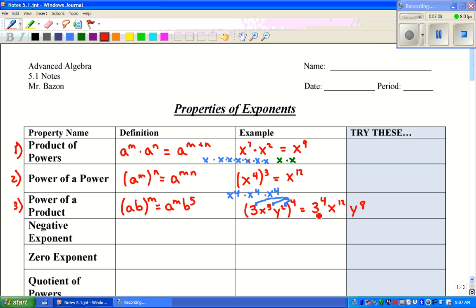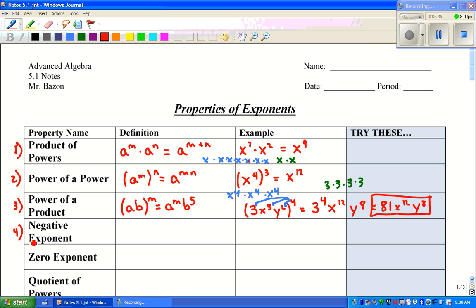Now 3 to the 4th really means 3 times 3 times 3 times 3. So 3 times 3 gives me 9, times 3 gives me 27, times 3 gives me 81. So I end up with, as a simplified expression, 81 x to the 12th power, y to the 8th power.